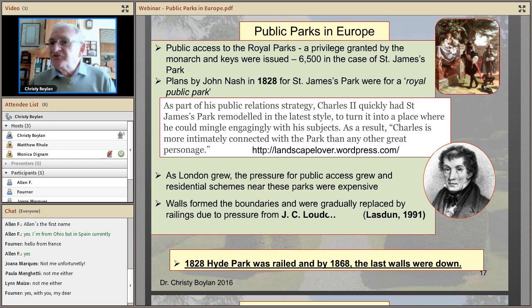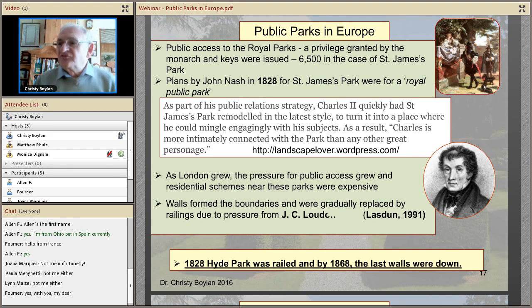Public access to the royal parks was a privilege granted by the monarch, and keys were issued. In the case of St. James's Park, there were 6,500 keys issued to the people who surrounded the park, so they could actually come and open the gate and go into the park.